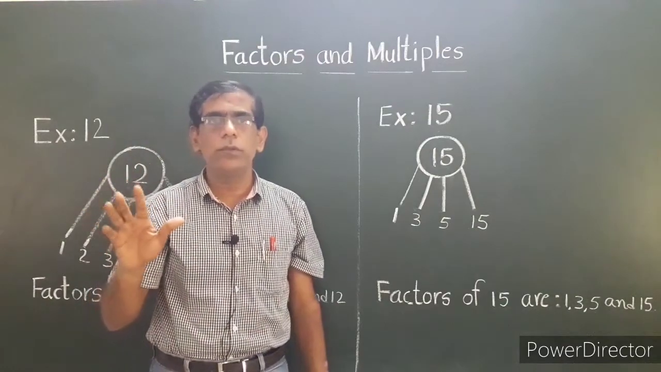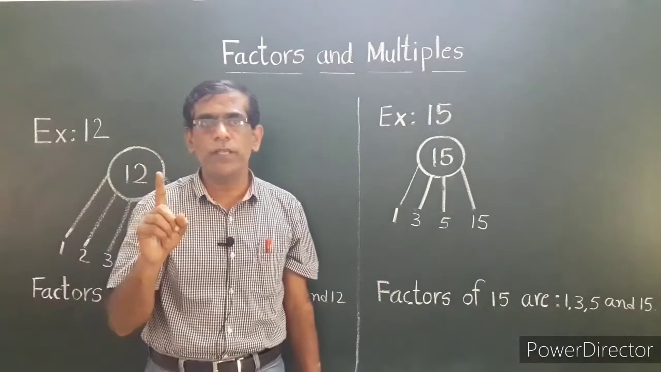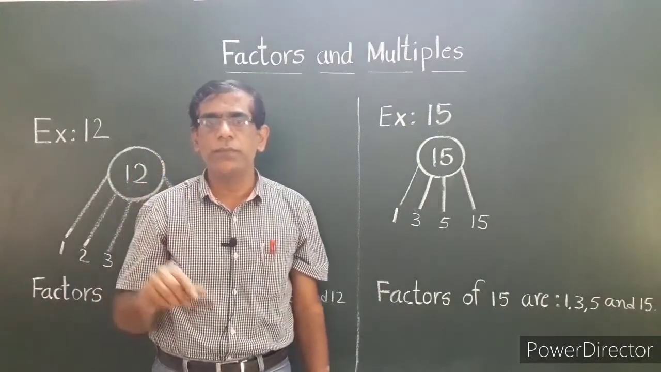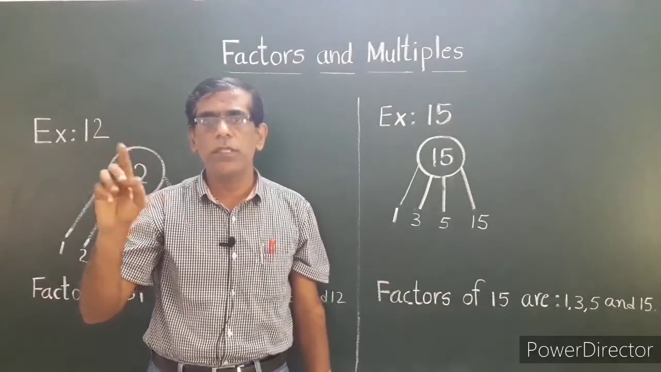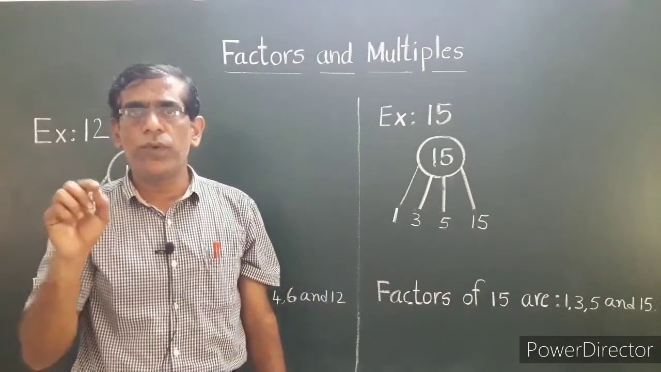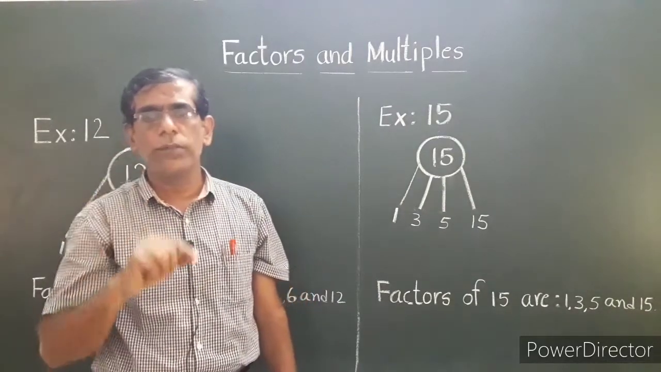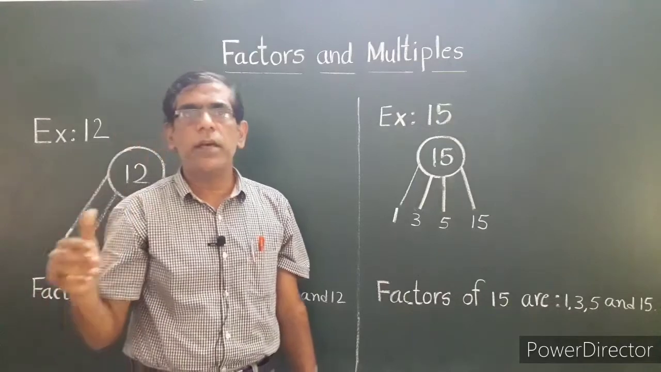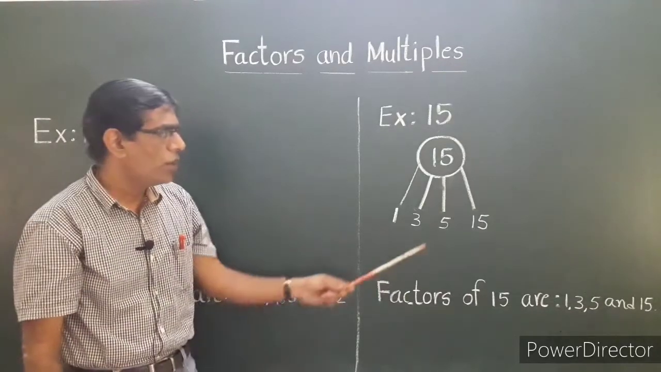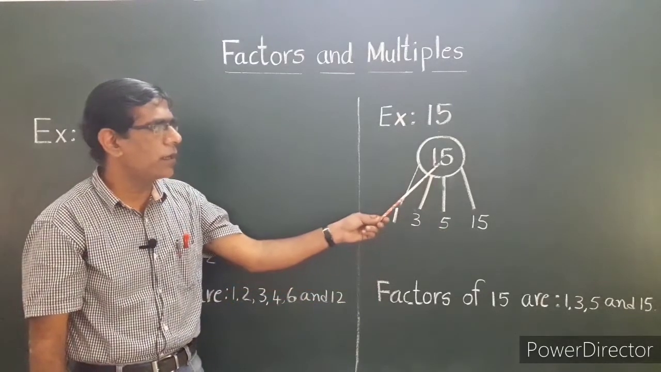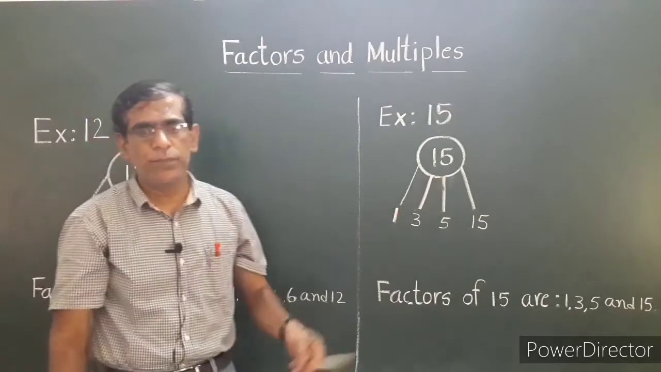Now, I give 5 pens to each student. 5 plus 5 plus 5 is equal to 15. So 15 minus 15 is equal to 0. No pen remains. Therefore 5 is also a factor of 15.